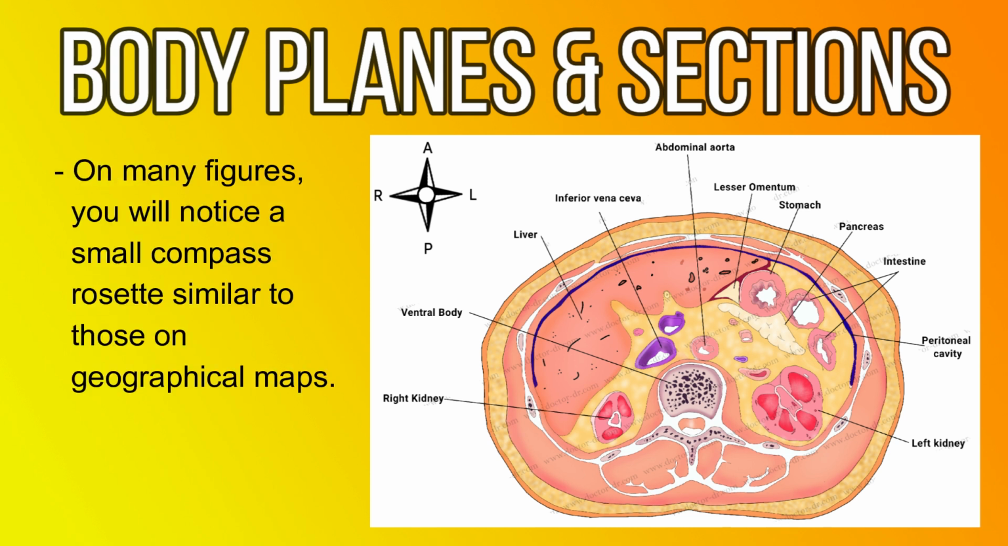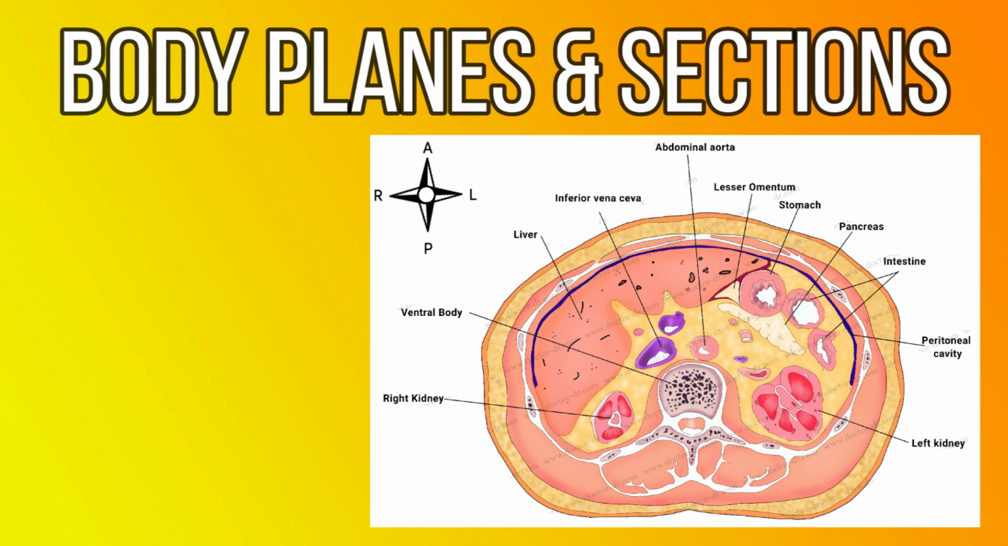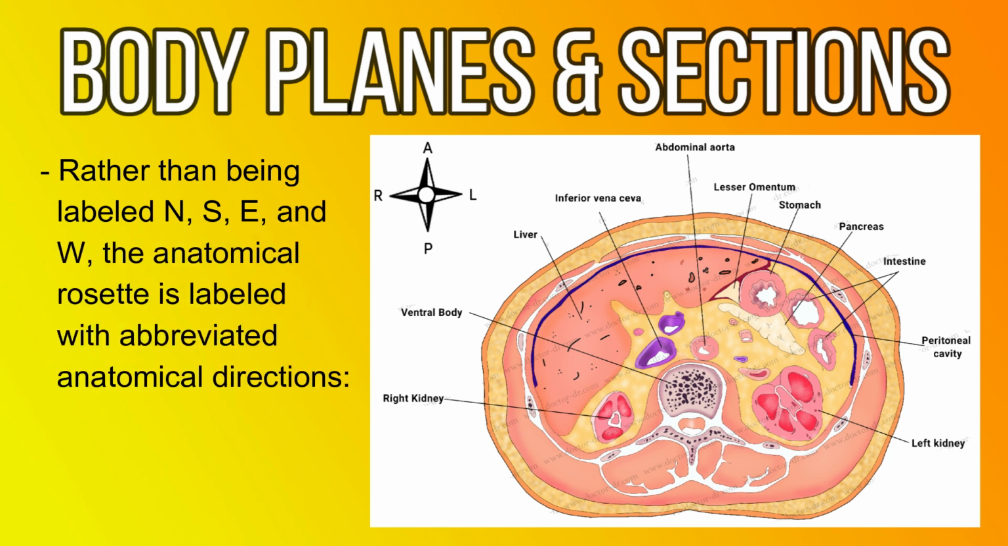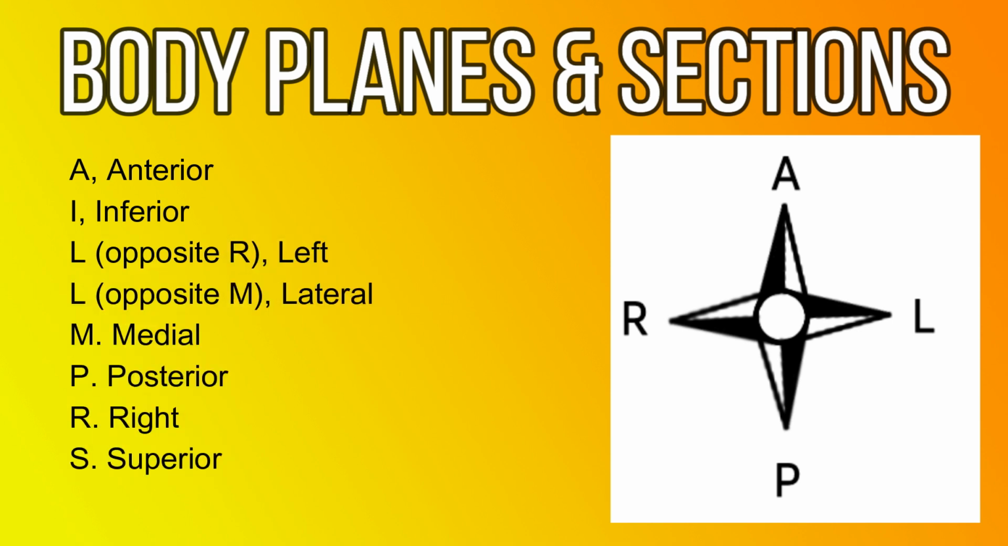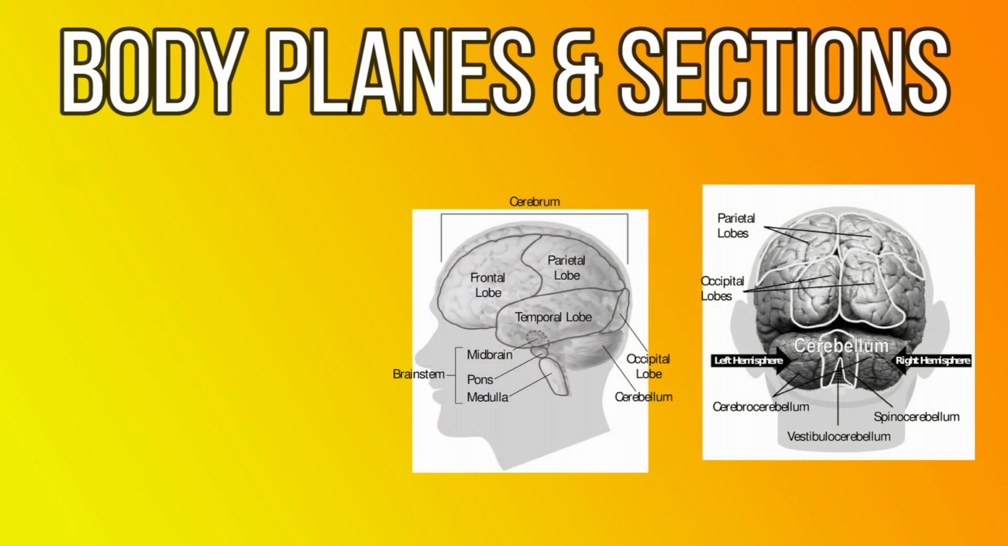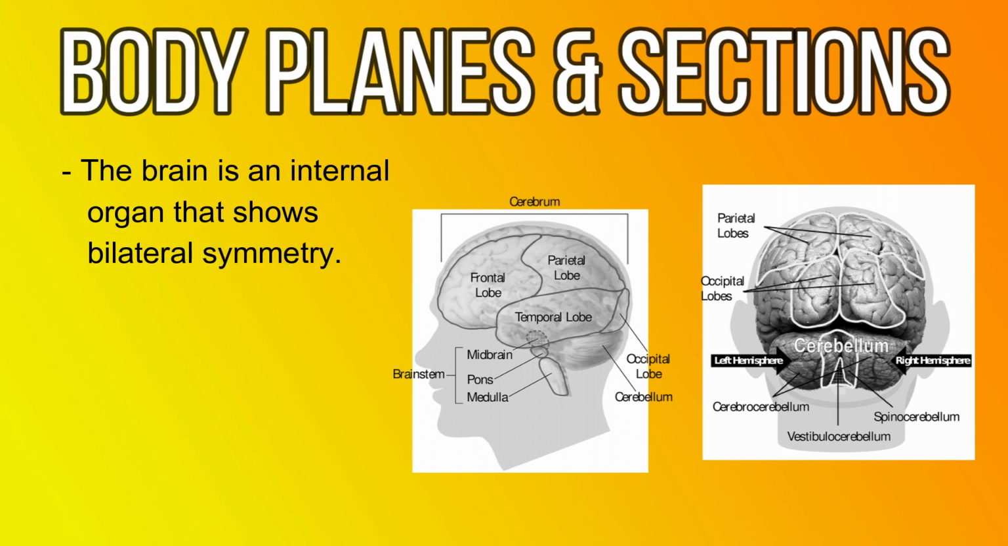On many figures, you will notice a small compass rotator similar to those of geographical maps. It is to make the anatomical figures a little easier to read. Rather than being labeled N, S, E, and W, the anatomical rotator is labeled with abbreviated anatomical directions: A for anterior, I for inferior, L for left, L for lateral, M for medial, P for posterior, R for right, and S for superior. The brain is an internal organ that shows bilateral symmetry.